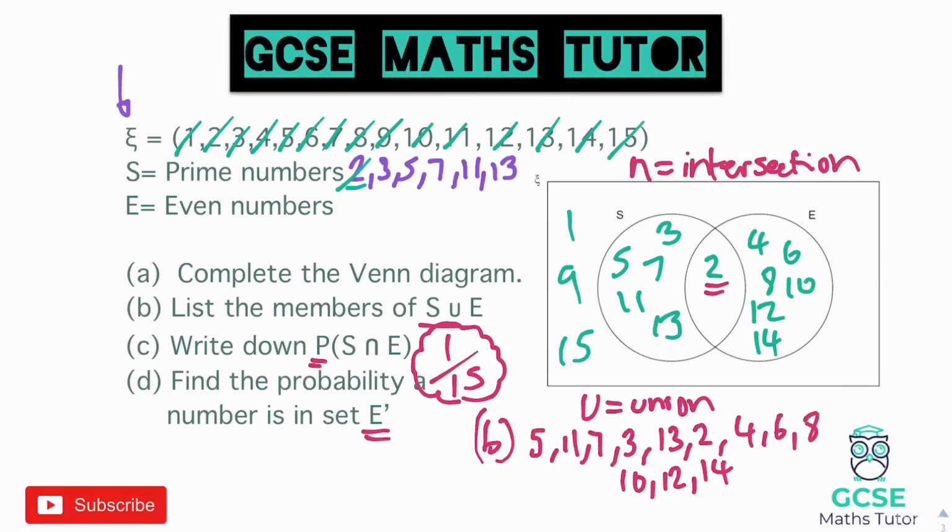Now the final part here says find the probability a number is in set E dash, and that little dash just means not in. So E dash means not in E. Now if we have a look, there are quite a few numbers that are in E. So all of these numbers here are in E. So all we need to do is have a look at how many numbers are not in E.